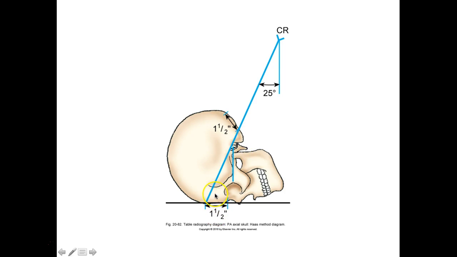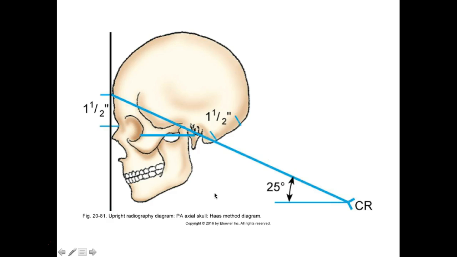1.5, 1.5. You can see here this is upright. So you have 25 degrees, you're going cephalad. You have the 1.5 to your external occipital protuberance, you have your OML, and your 1.5 inches above. If you're using your infraorbital line, you have to calculate out 7 degrees.